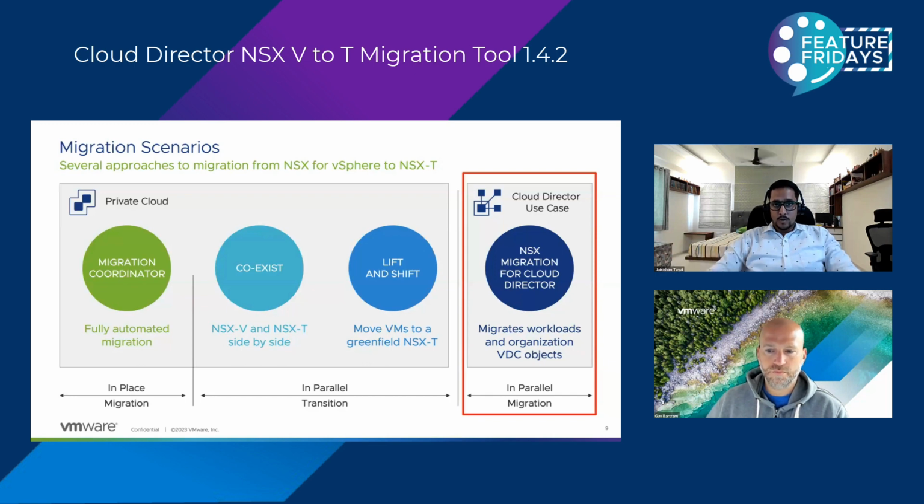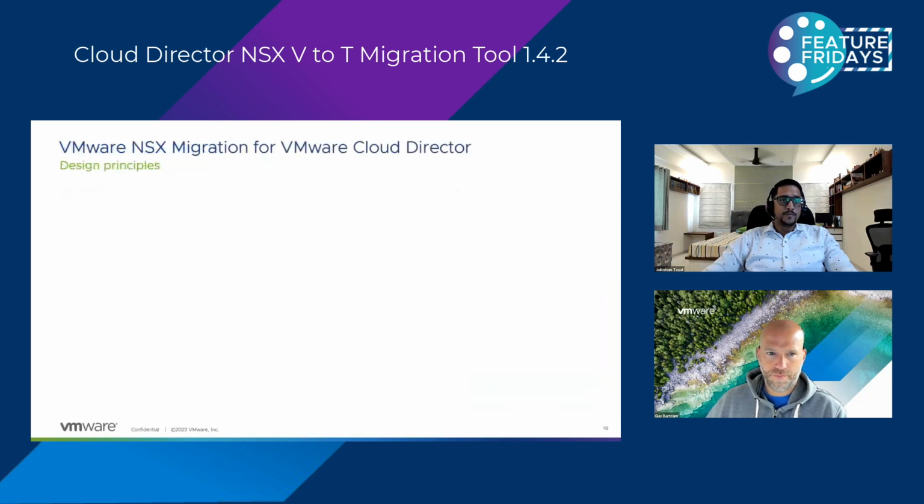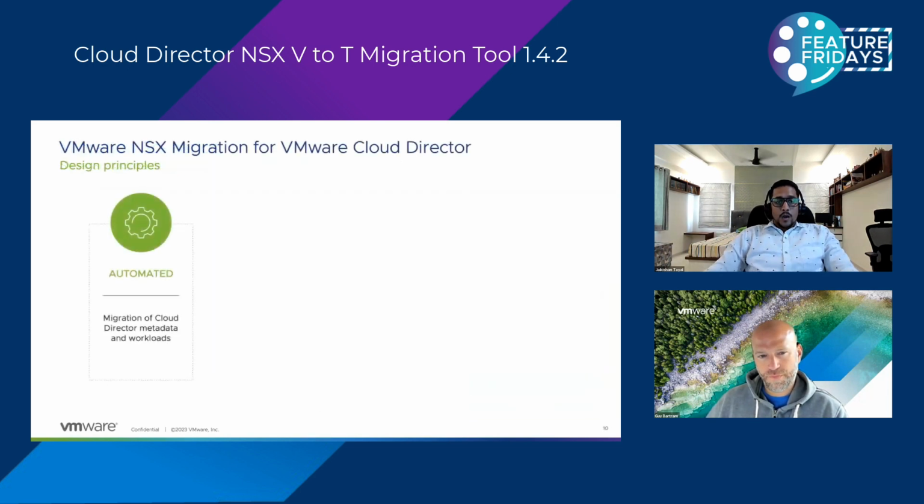So we'll purely talk about the tool already designed and built for migrating the networking of VCD from V to T. It's basically an in-parallel migration where you have to have your NSX-T environment set up in parallel before we can do the migration from V to T. How we'll do it, we'll check in the coming slides. So our focus is purely on this tool for this Feature Friday video.